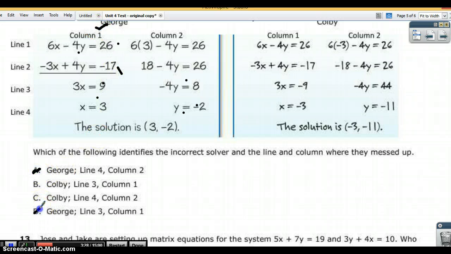So A is gone, D is gone, because we know it's Colby. Alright, so when he added, he got 3x equals negative 9. There's the mistake right there. So that's column 1, line 3. So B is the correct answer for this one.